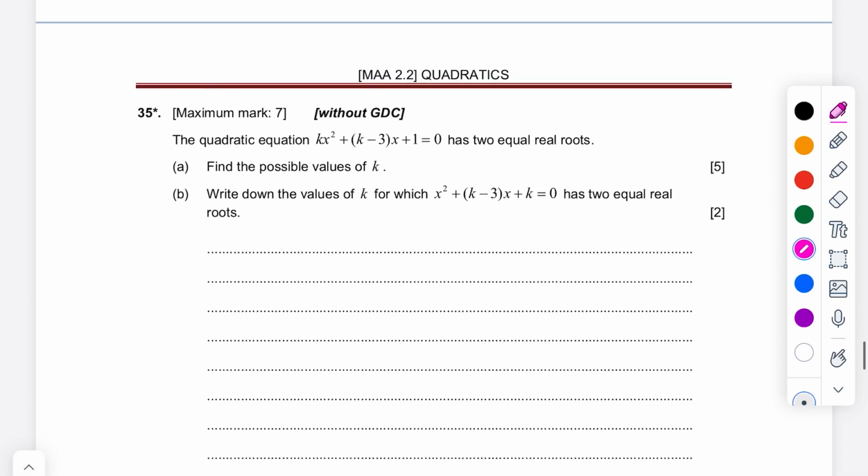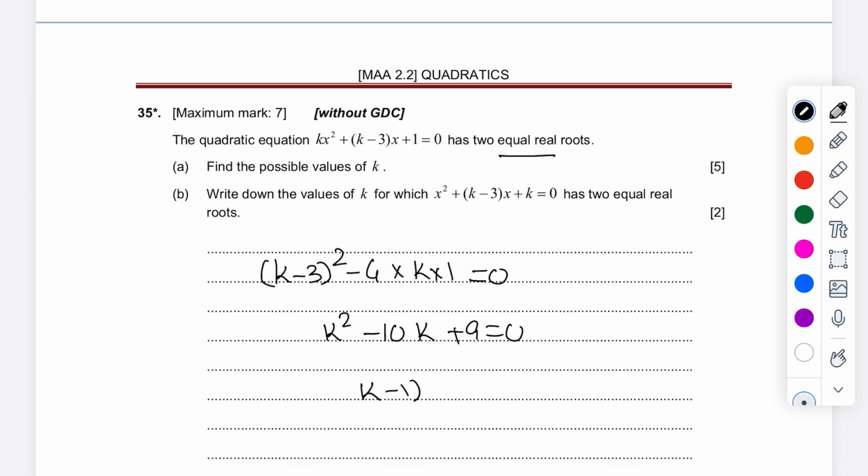Question number 35. The quadratic equation has two equal roots. So b squared minus 4ac equals 0. So (k minus 3) whole squared minus 4 times k times 1 equals 0. k squared minus 10k plus 9 equals 0. So (k minus 1) times (k minus 9) equals 0. So k equals 1 or k equals 9. Write down the values of k for which it has two equal real roots.